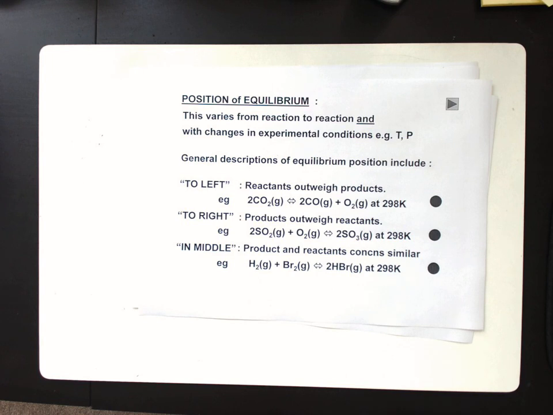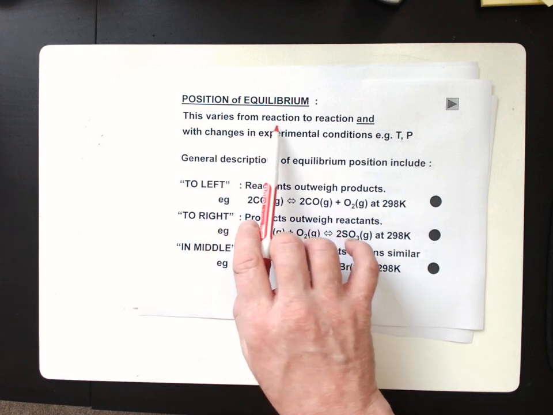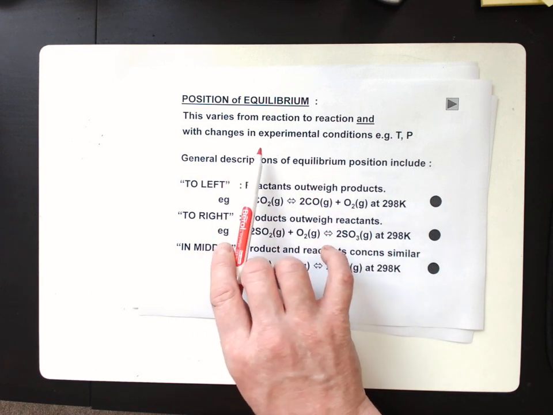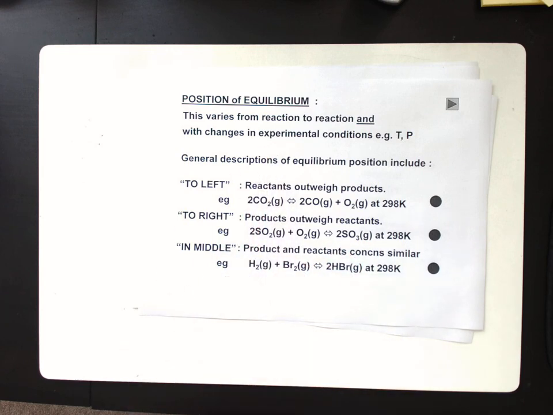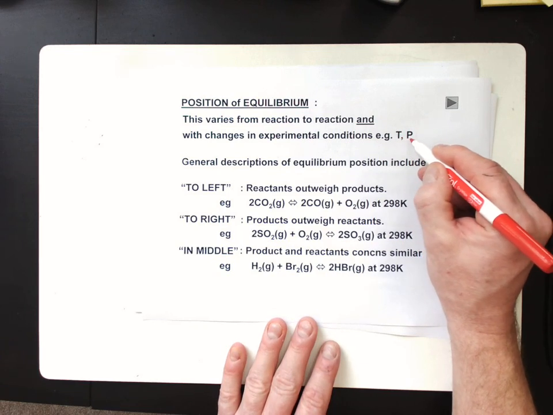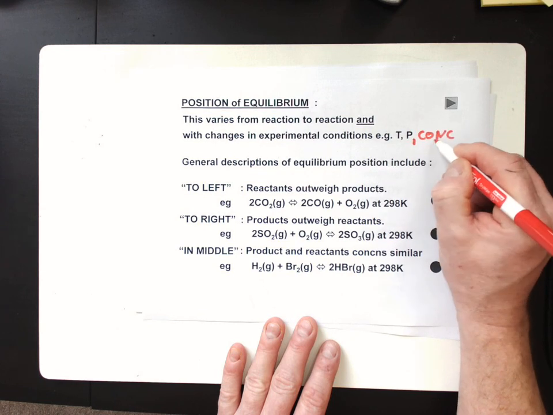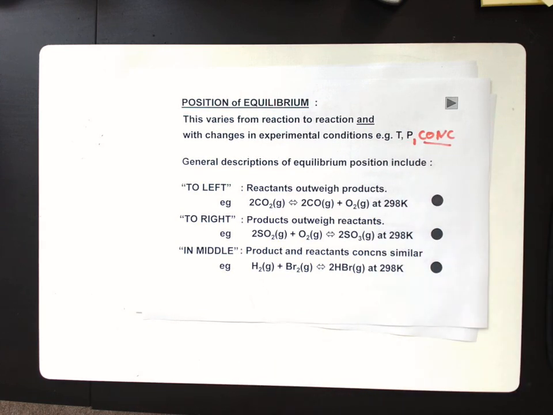Okay, so we're going to use some terms and phrases whenever we talk through this topic, whenever I'm talking about left-hand side, right-hand side, just so you know what I'm talking about. I've spoken about it here. Right, so the position of equilibrium will vary from reaction to reaction, and it will change as I change certain conditions. Now, as far as you're concerned at GCSE, we're looking at changing temperature, we're looking at changing pressure, and we're also looking at changing concentration.